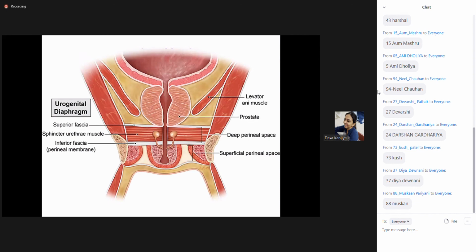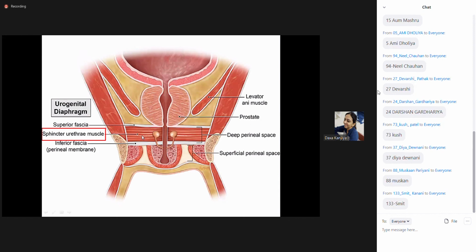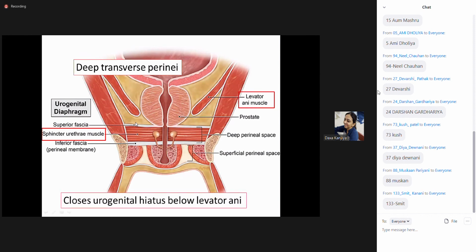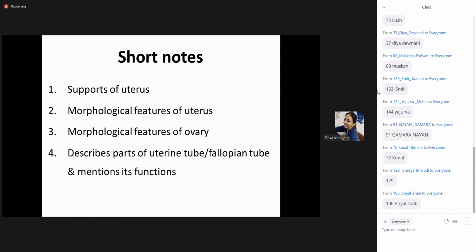The last one is the urogenital diaphragm. There are two muscles of the urogenital diaphragm. One is the sphincter urethrae, and the second one is the deep transverse perineum. Both these muscles close the urogenital hiatus below the levator ani muscles. It is the levator ani muscle, and below it you find the urogenital diaphragm. So that's all about the support of the uterus.